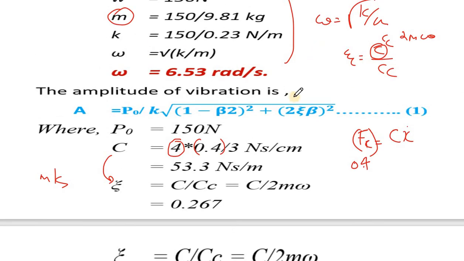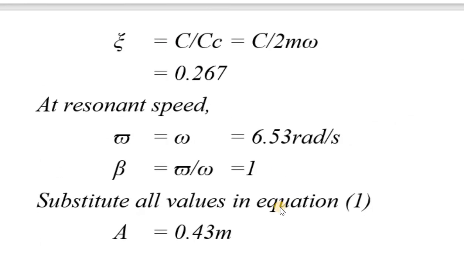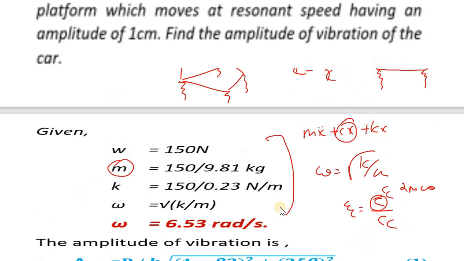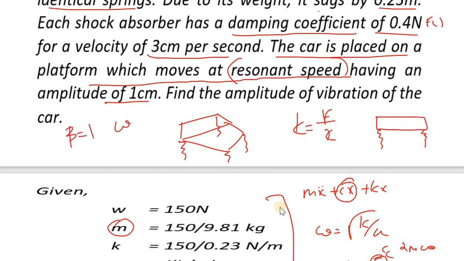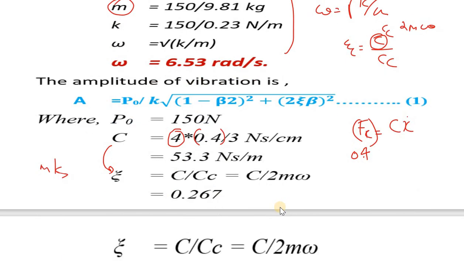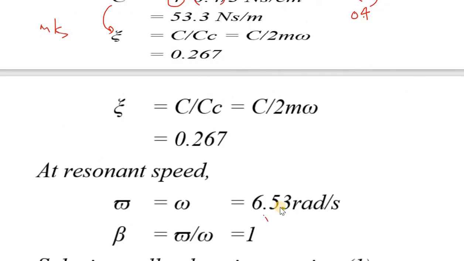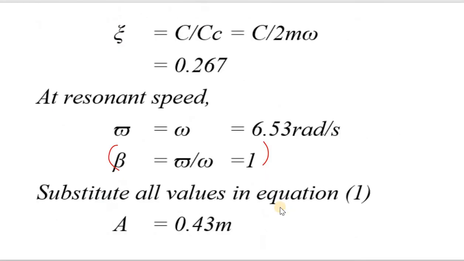From here I can find out omega. And what is the question? The car is placed on a platform which moves at a resonant speed. What is resonant? I have said that is when beta is equal to 1. What is beta? Omega dash by omega. So in this equation, beta will be equal to 1. Now just substitution, I can find out what is the amplitude.